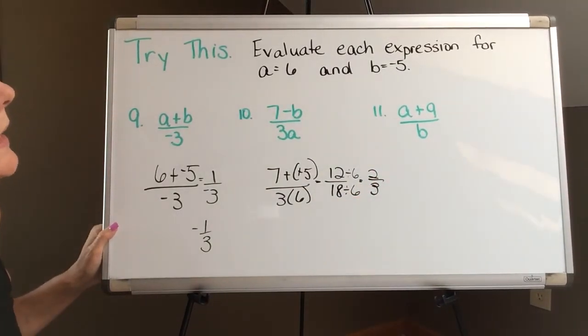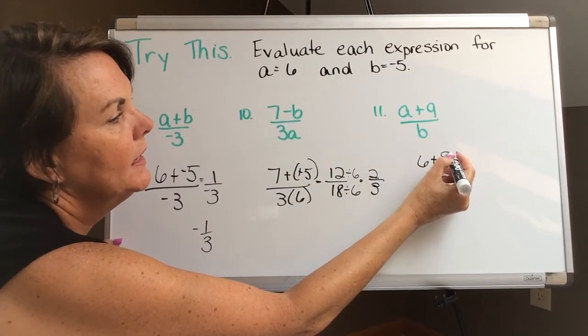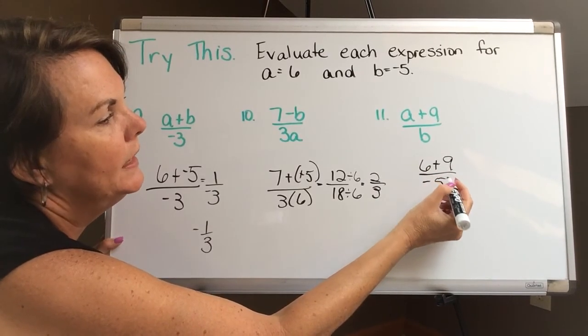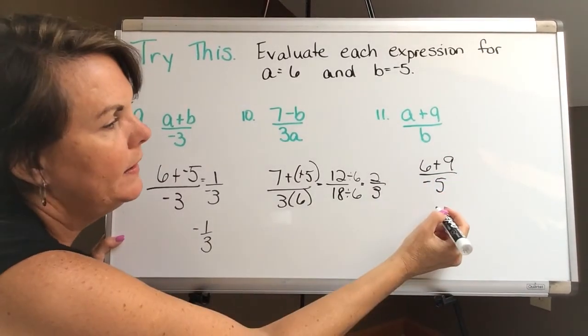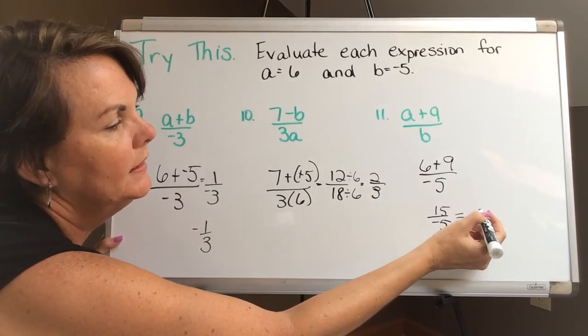And finally, the last one, A plus 9 over B. A is 6 plus 9 over B, which is -5. And 6 plus 9 is 15 over -5, which is -3.